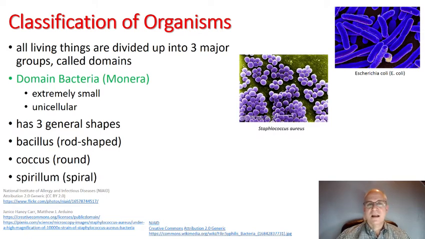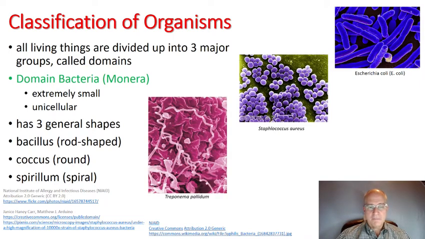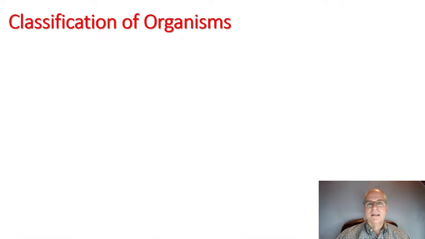And the last bacterial shape that we're going to talk about here is called a spirillum, which is a spiral-shaped bacteria. And a spiral-shaped bacteria would include Treponema pallidum, which is the bacteria that is responsible for the disease syphilis. Now, that's not to say that all bacteria cause diseases, because they certainly don't, and we'll talk more about that in a little while.